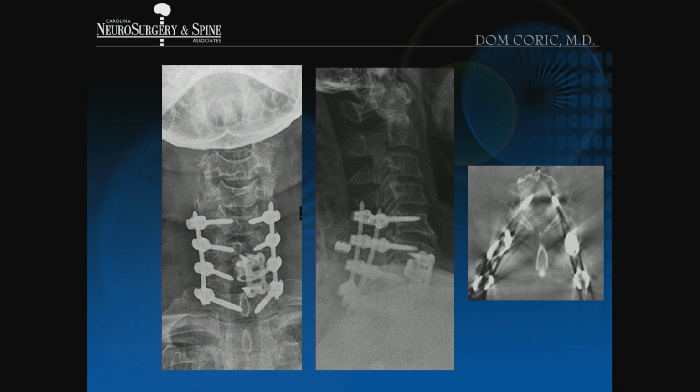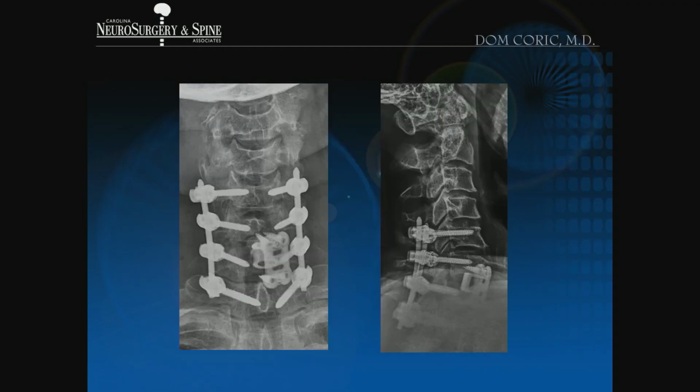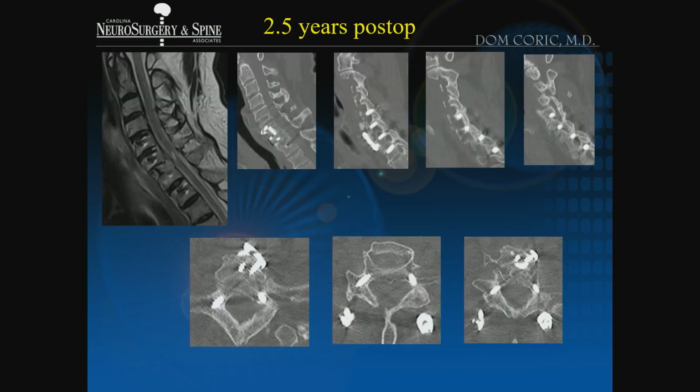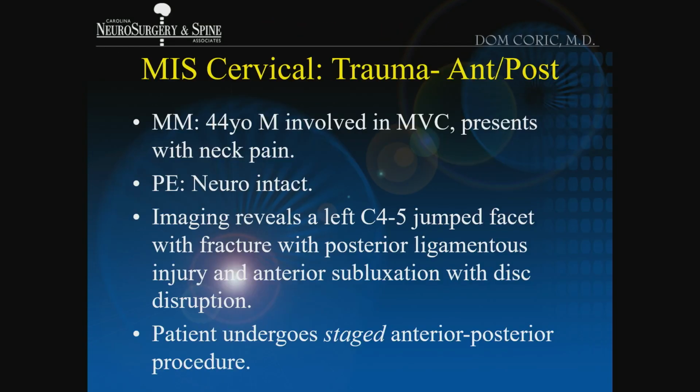Here is the final construct, and you can see it's biomechanically very robust. This is not something you need to put a patient in a collar for. They could be mobilized right away. This is not immediate intra-op. Here is the instrumentation that was used, longer, bigger diameter screws. Here he is with a CT scan at a year. You can see he's fused posteriorly, he's fused anteriorly where he had his anterior fusion.